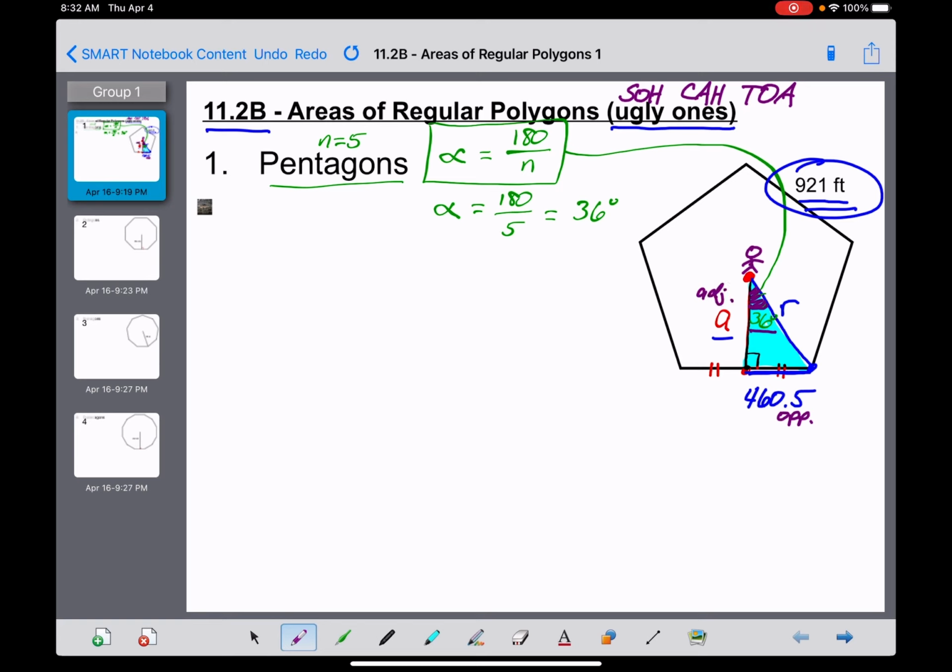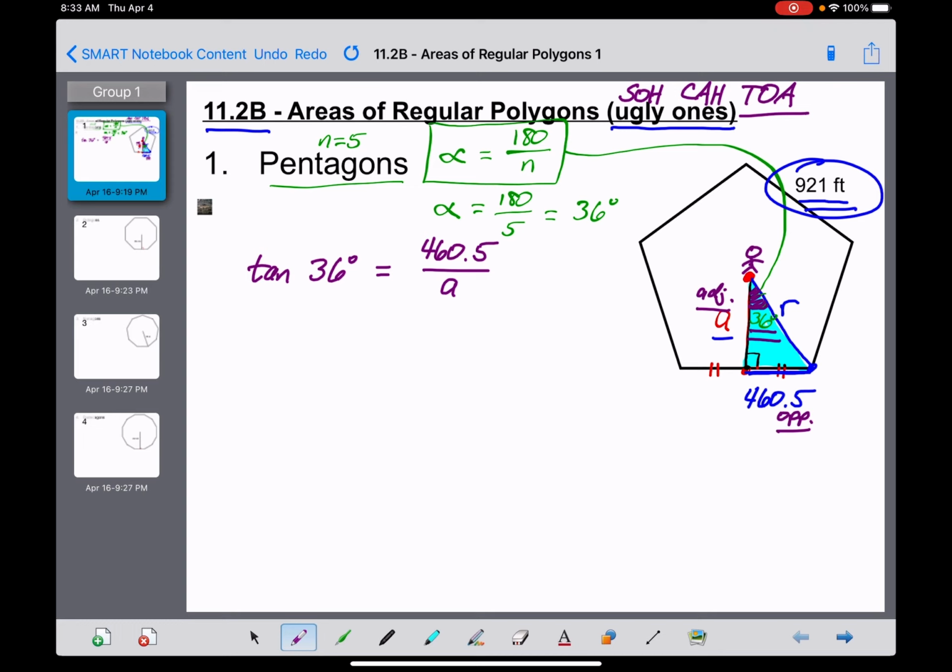So which trig ratio uses opposite leg and adjacent leg? That's going to be tangent. So this is a tangent problem. We're going to write tangent, and then you always follow that up with the angle, which in this case is 36 degrees. And tangent of an angle is the opposite leg, in this case 460.5, divided by the adjacent leg, which is A. And this is the equation that we need to solve to get the length of the apothem.